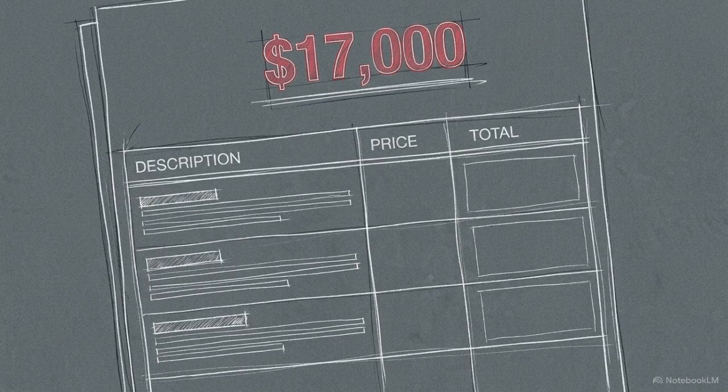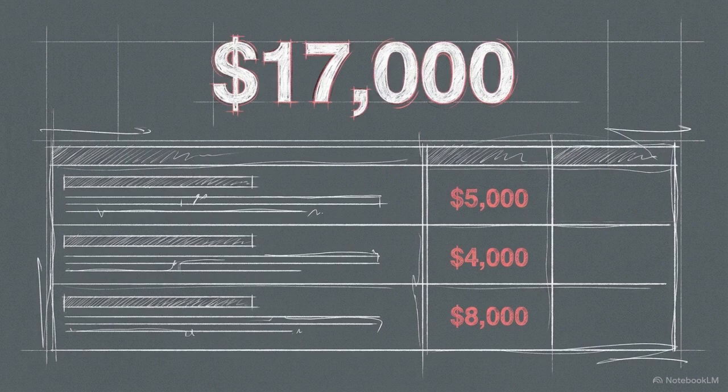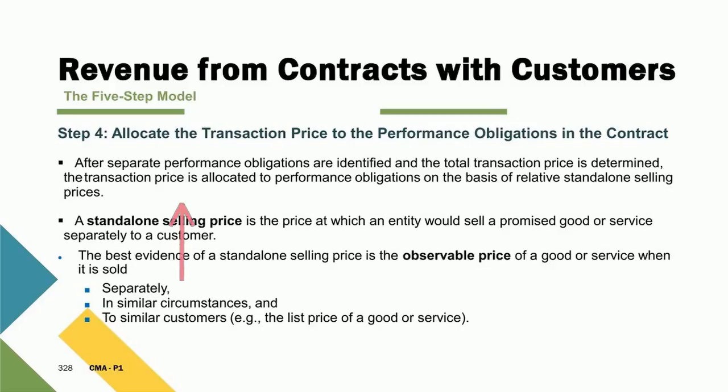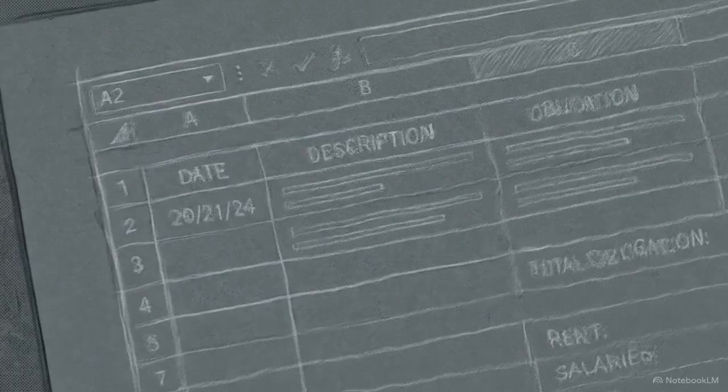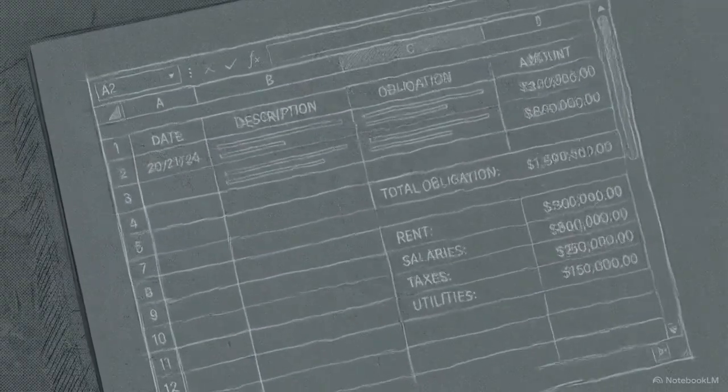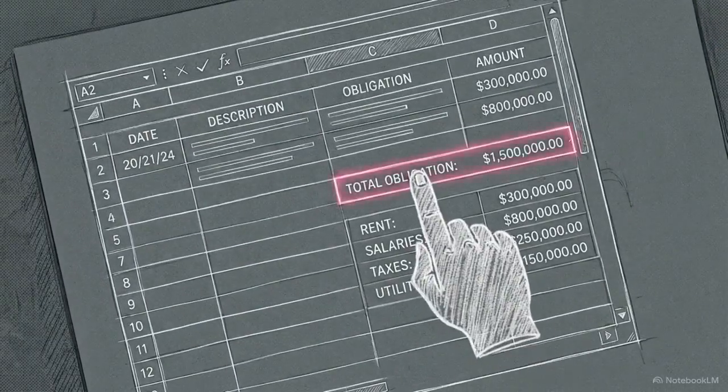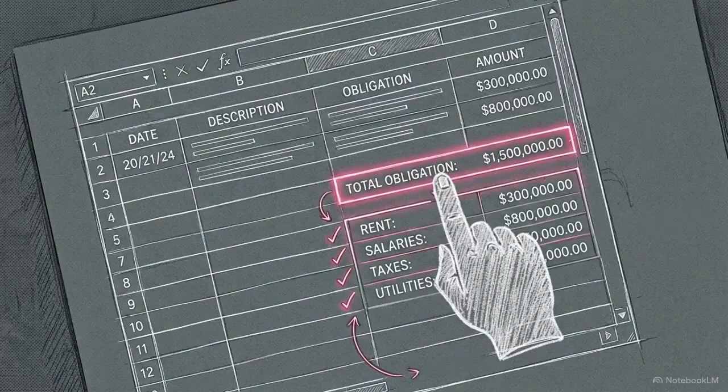After determining the total price, Step 4 requires us to allocate that $17,000 across the specific performance obligations identified in Step 2. This allocation is based on relative standalone selling prices. The best evidence for this is the observable price at which the entity would sell the good or service separately to a similar customer. When a contract contains multiple obligations, the transaction price is most likely allocated based on these directly observable prices. By the end of Step 4, we've accounted for third-party pass-throughs and variable credits to identify the specific economic value associated with each individual promise.